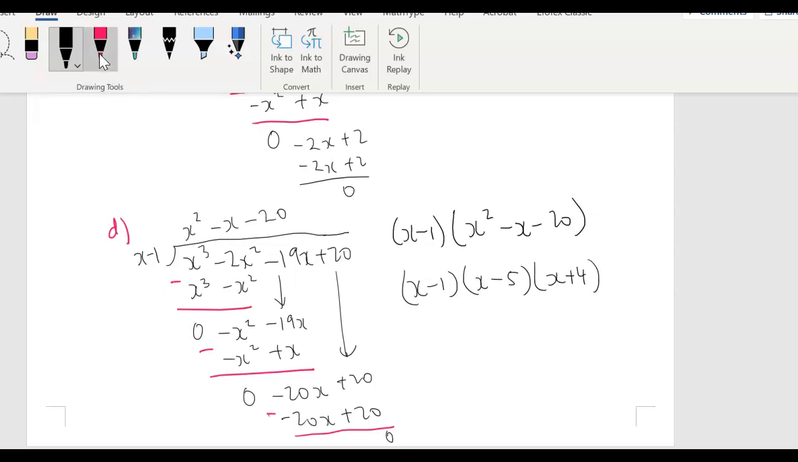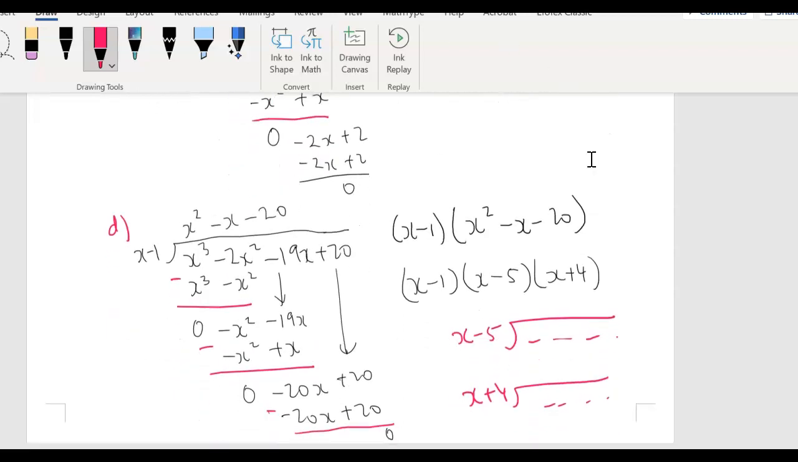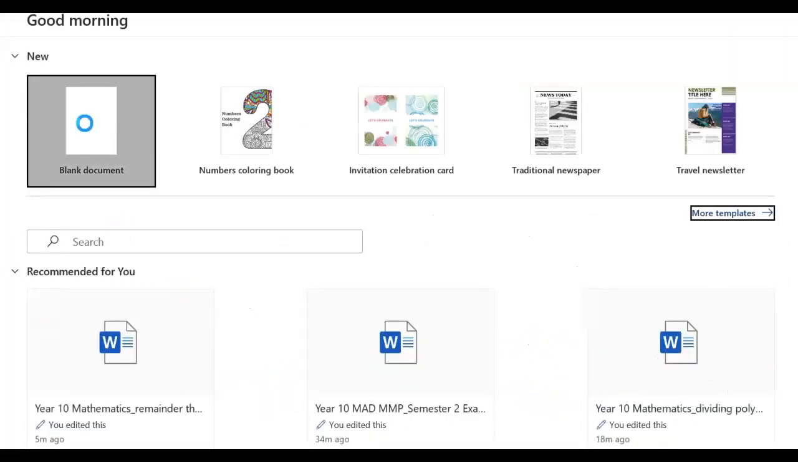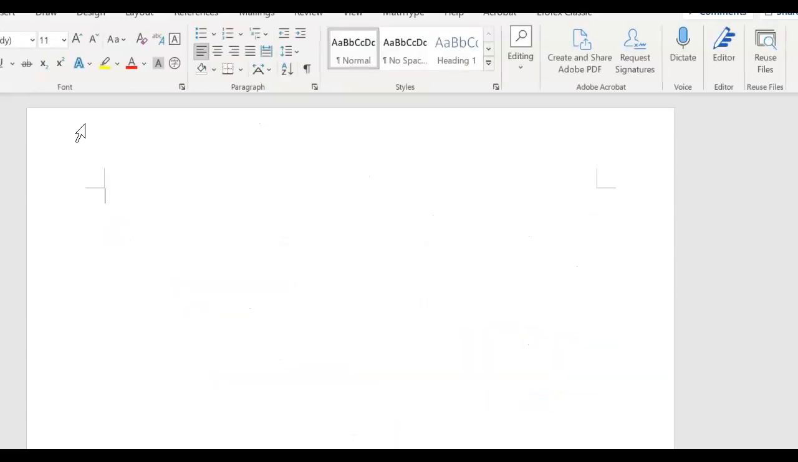So if I was doing this division, any of these factors, x minus 5 or x plus 4 into your dividend, would give you a remainder of 0. Now, if I did say x plus 1, it wouldn't work. I feel like I owe it to you to show you one that doesn't work, so I might need to open up a blank document to show you.